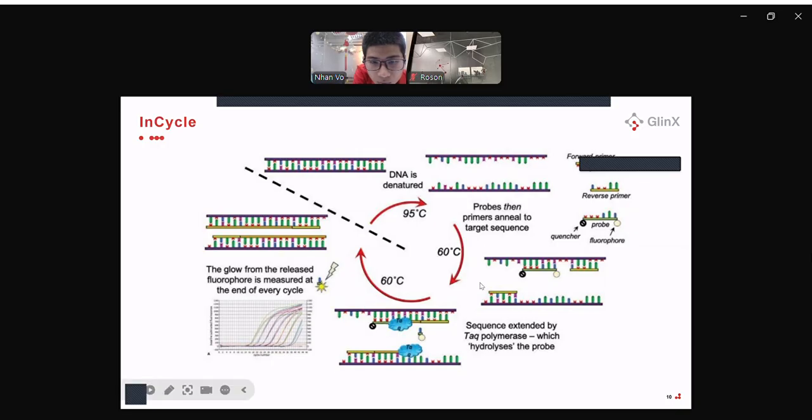When the probe binds with the target gene sequence, it will release the fluorescent signals. The fluorescent signal is measured at the end of each cycle. If you have a look at the testing reports, normally within the chart we have 40 cycles.